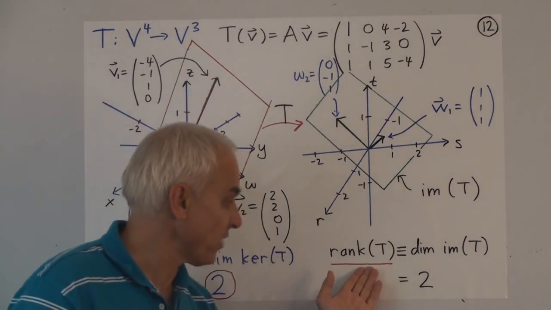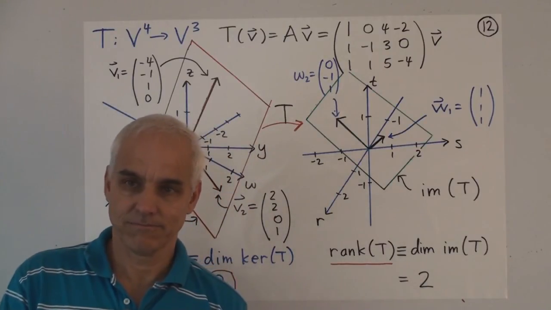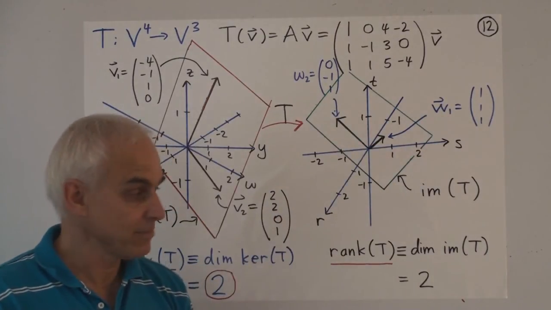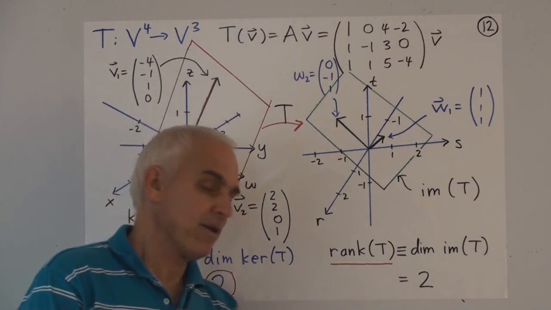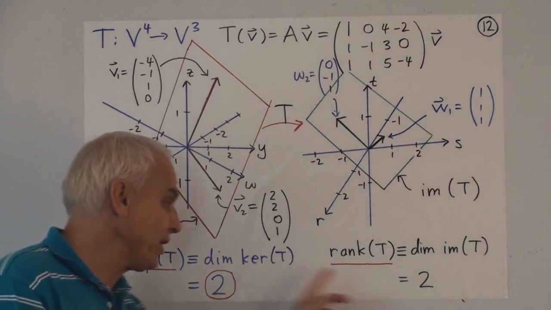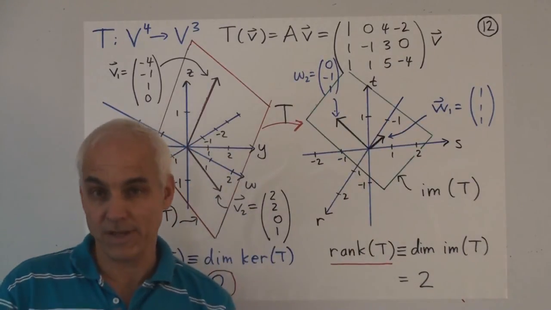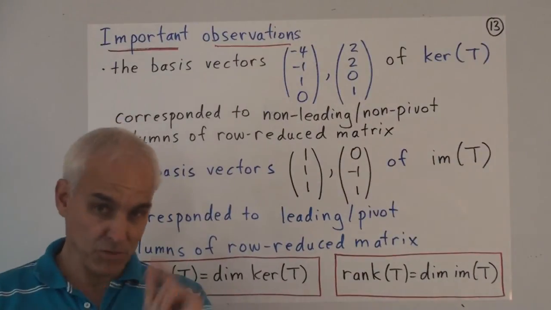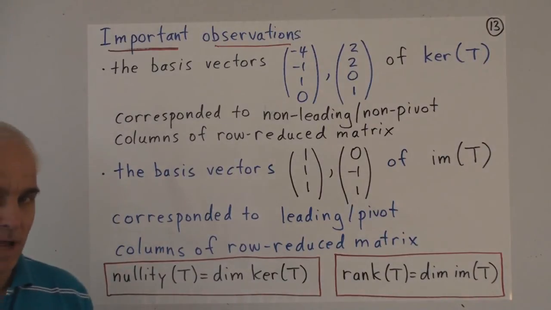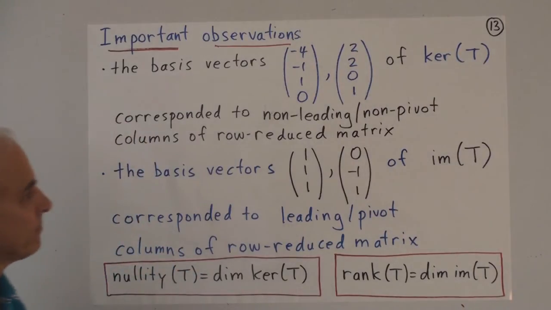And the rank of the linear transformation is by definition the dimension of the image space. That's also a plane. It's also the span of two vectors. So the rank of the transformation is also 2. And we don't really know what these numbers are until we've row reduced the matrix for the linear transformation. To see what the interesting connection between these two numbers is, let's make two important observations about the process that we used in row reduction.